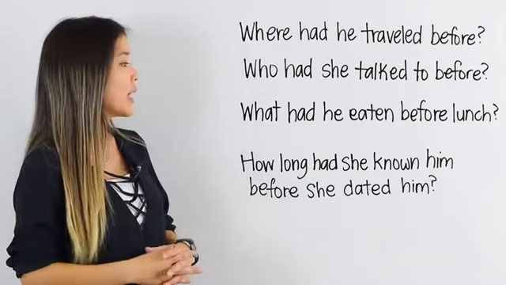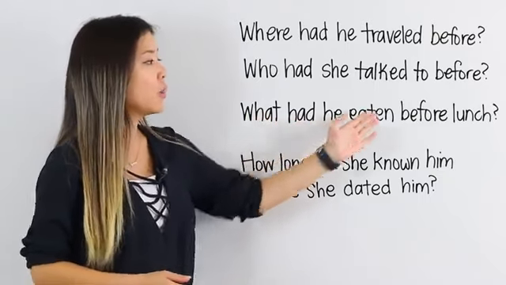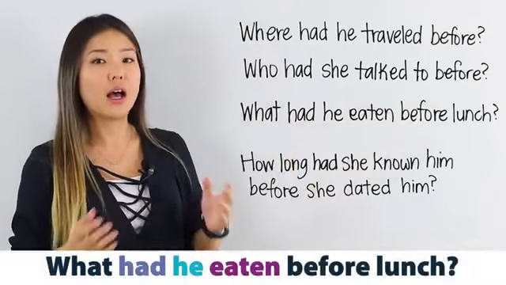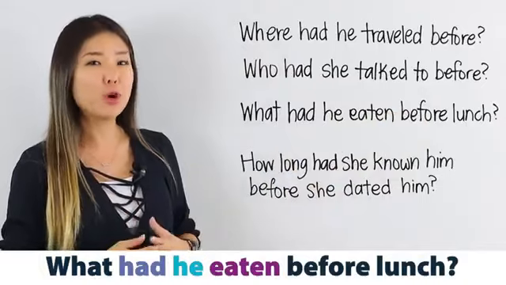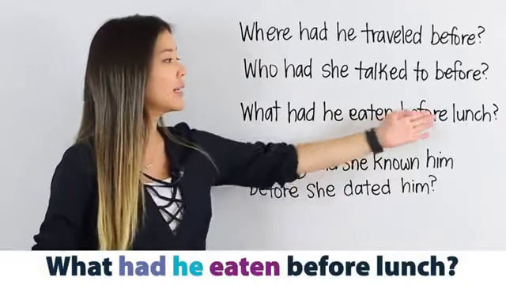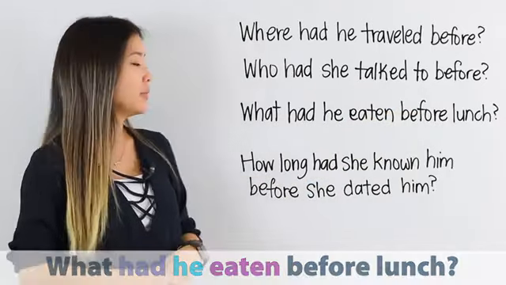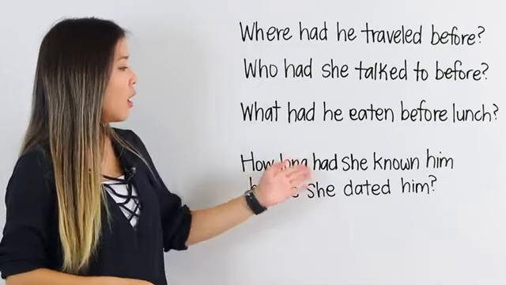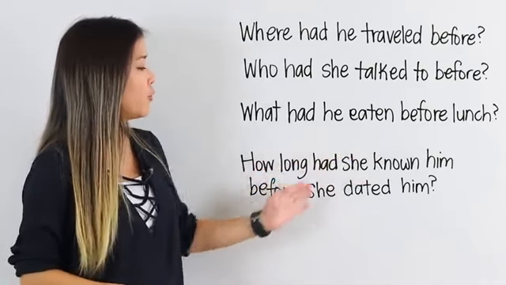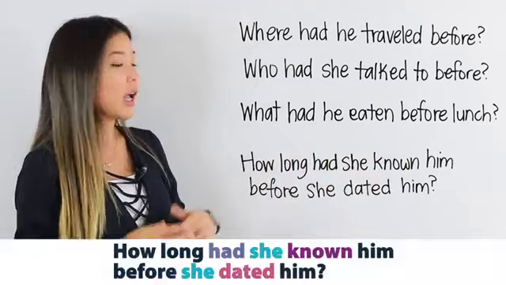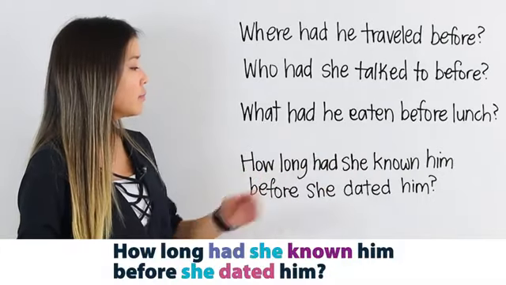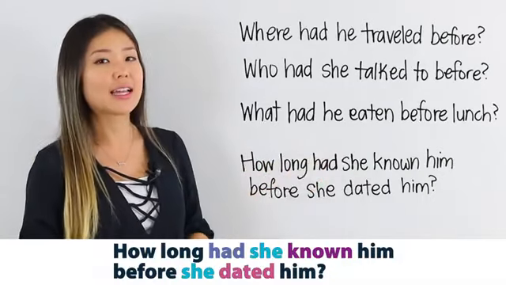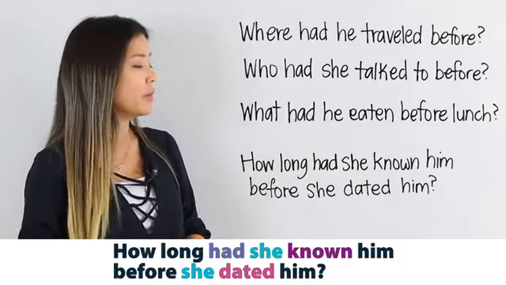The next question says, what had he eaten before lunch? Again, we follow the same formula. However, here it says lunch for you. The last one says, how long had she known him before she dated him? Again, how long, had, subject, and then the past participle.